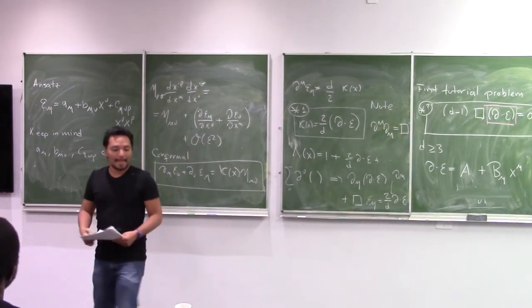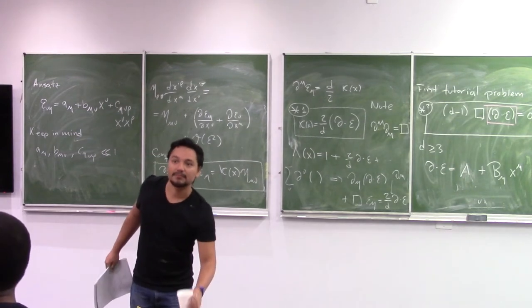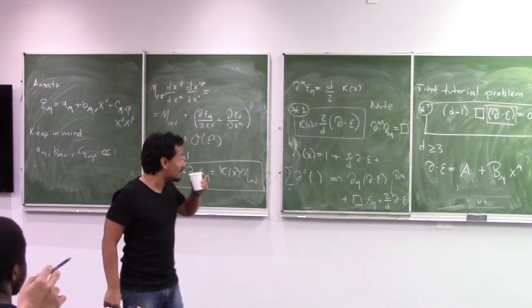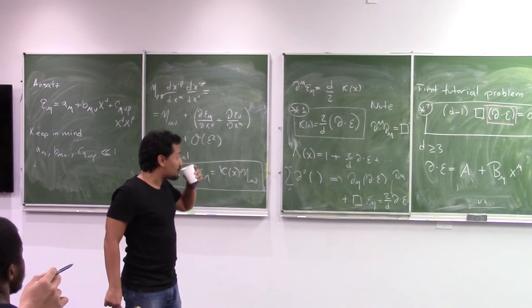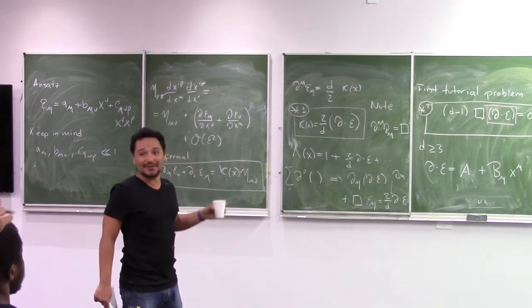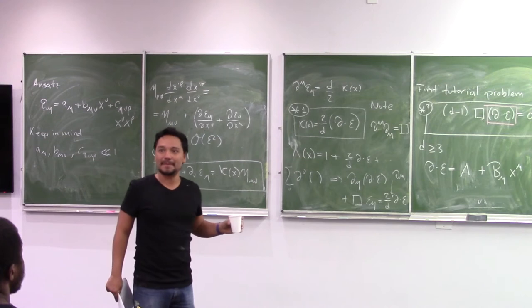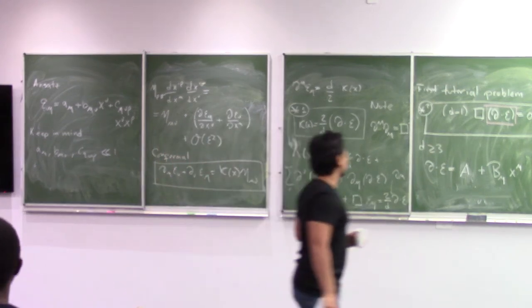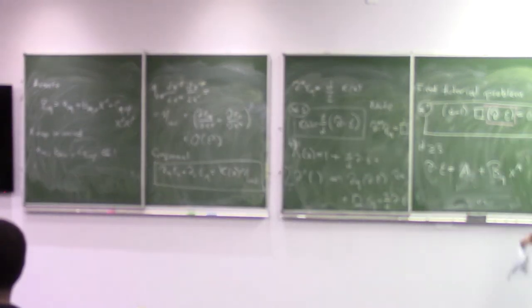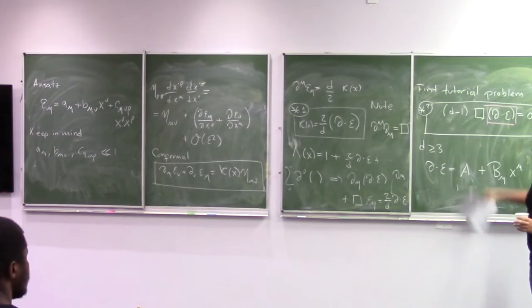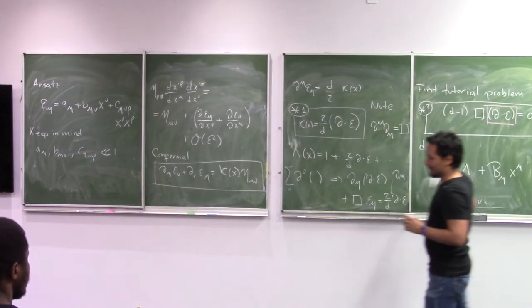Yeah. I had d over 2 over d here, and well, that's the exercise for the tutorial. It's d minus 1, it's correct. Oh, okay. You will find it, you'll find it. But keep track of it. If I make a mistake, let me know. But it's a d minus 1.